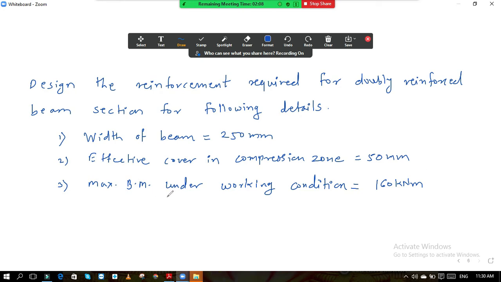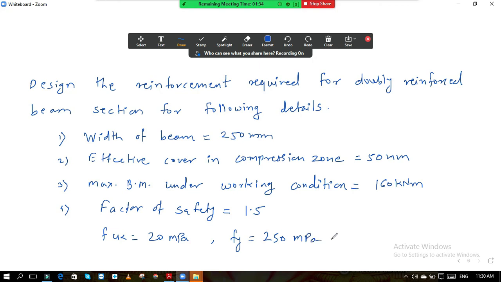Then fourth, factor of safety, which is equal to 1.5, and then fck is 20 Newton per mm square, and then fy is 250.